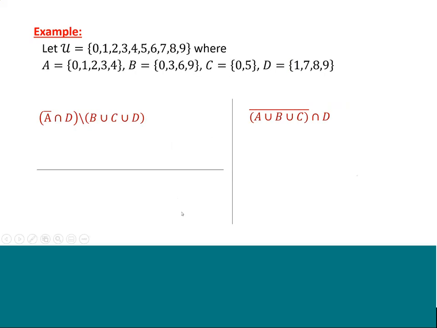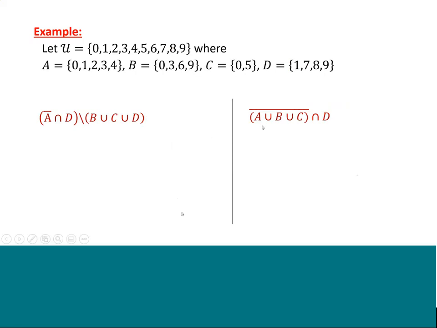And D, random, 1, 7, 8, and 9. Okay. So 2 examples to look at. The first one is we want to look at the intersection of the complement of A and D. I totally read that wrong. The intersection of the complement of A and D. And then we want to set subtract from that the union of B, C, and D.